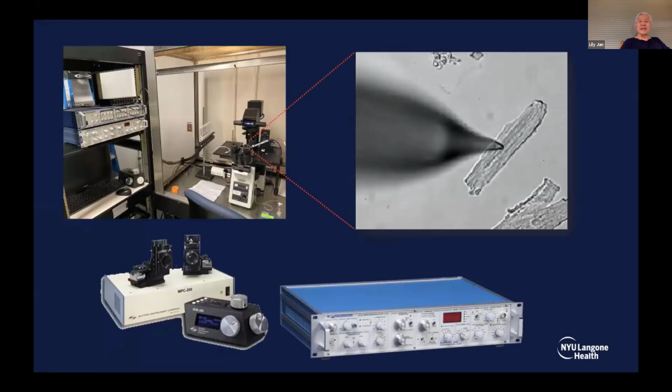The way it really looks like is shown here. The example on the upper right is the patch electrode forming a seal with a cardiomyocyte. And you see that with an inverted microscope. And there are manipulators holding the electrodes that you can move around. And there are perfusion systems for changing solutions or applying compounds to the channels you are recording from.